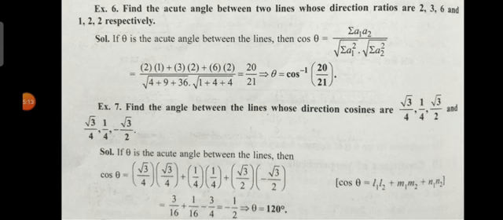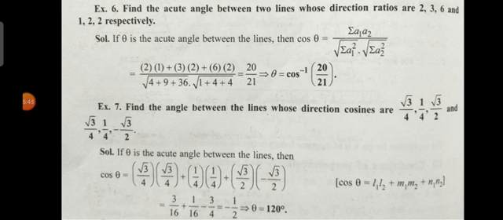Find the angle between two lines whose direction ratios are 2, 3, 6 and 1, 2, 2. So L1, L2, yes, that has been given. You have to find the angle. Cos theta is sigma a1 a2 by root of sigma a1 square into sigma a2 square. You have just studied that on the previous page. That equation should be remembered.